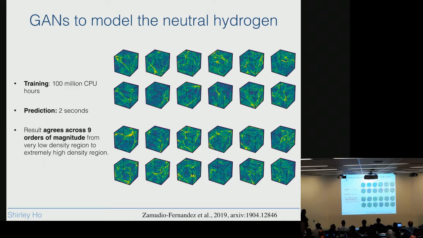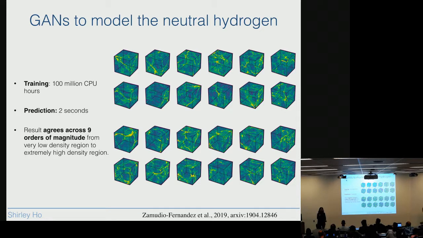We also use GANs, so I understand GANs quite well, although nobody understands GANs. Don't trust them when they say they understand GANs, so don't trust me. We tried probably over 20 different GANs to get this project to work, and each GAN has so many parameters to tune, it's crazy. The training set is 100 million CPU hours, the same Illustris simulations.